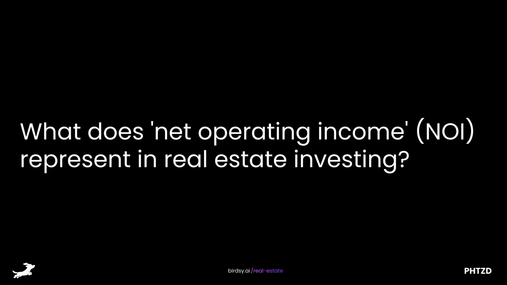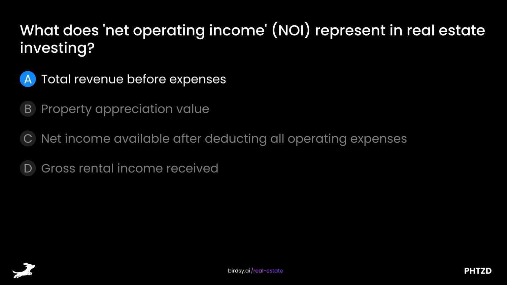What does net operating income represent in real estate investing? Is it A, total revenue before expenses? B, property appreciation value? C, net income available after deducting all operating expenses? Or D, gross rental income received? The answer is C, net income available after deducting all operating expenses.